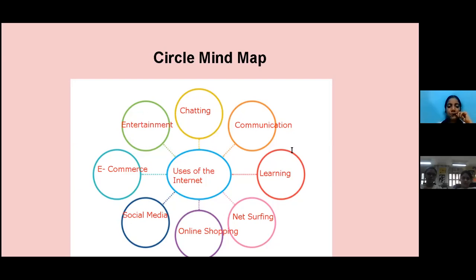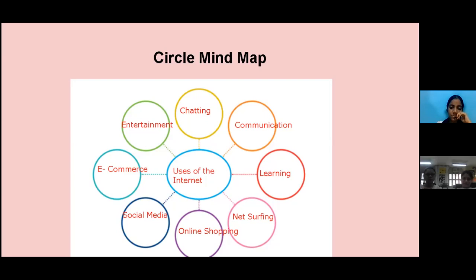Which type of a mind map are we talking about? Circle mind map. So you can draw circle mind map. I hope I'm audible to everyone. So this way you can. What you could do in your class, when you are having a discussion on uses of the internet, rather than showing them in a listed format, you could make empty circles, or you can make this in PowerPoint also. Different circles you can make and keep it ready as an image. And then you show that to the students.